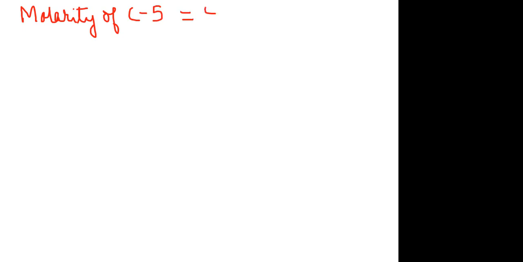So for finding the answer to the first question, that is the molarity of sodium carbonate solution C5, we will have to use the formula that all of you know: molarity is equal to the given weight in grams, or the strength, divided by the molecular mass of Na2CO3 in grams.